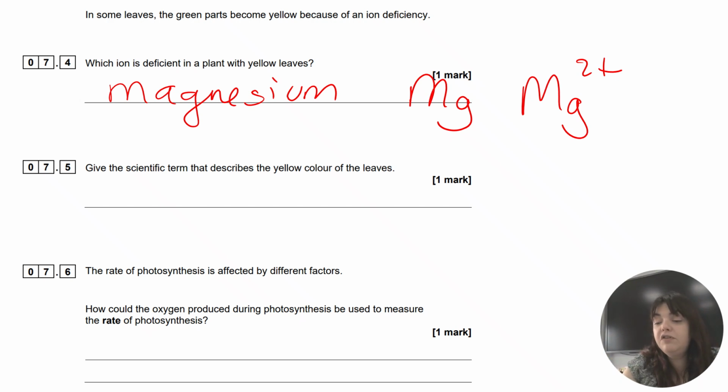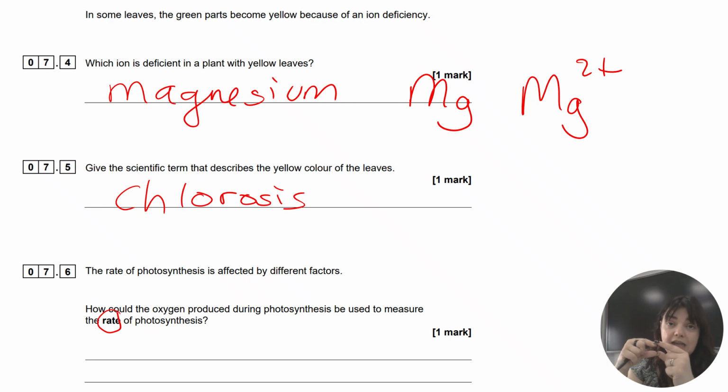What name is given to the term that describes the yellow colour of the leaf? There's only one thing that we can say here, and that is chlorosis. The rate of photosynthesis is affected by different factors. How could the oxygen produced during photosynthesis be used to measure the rate? Okay, so again, it's asking you to measure the rate. It's bolded the word rate. Now, if you want to know the rate of something, you need how much is produced and you need a time frame. Okay, so you need both of these things mentioned in order to get the 1 mark.